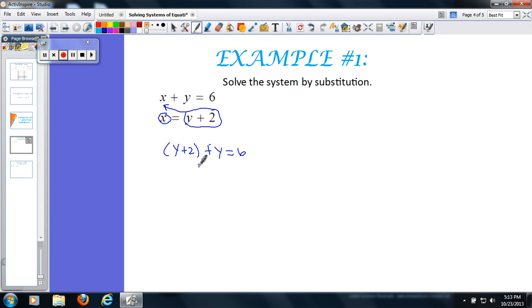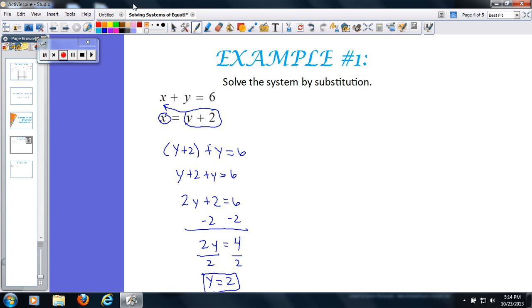Now I can start to simplify. I don't have anything to worry about, so I can get rid of the parentheses. That gives me y plus 2 plus y equals 6. Now I'm going to combine my like terms. So I have y plus y, which is 2y, plus 2 equals 6. Now I can solve for y. I'm going to subtract 2 from both sides. I get 2y equals 4. I divide by 2 and I get y equals 2.